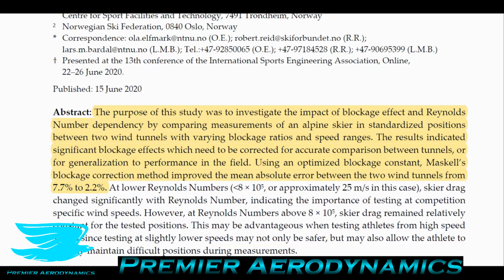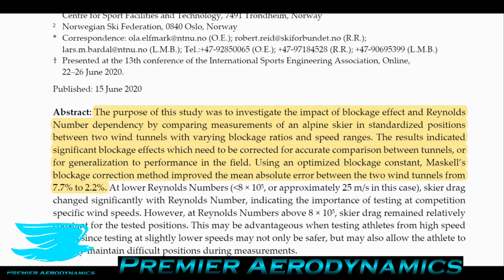They say that the purpose of the study is to determine what the effects of the blockage are on the results of the wind tunnel, so the effects on the drag and just the flow. And they said that the results indicated that a significant blockage effect, which needs to be corrected for, does occur. And they looked at different blockage ratios, and one's called an optimized blockage constant. They use something called Maskell's blockage correction method, which we'll get into.